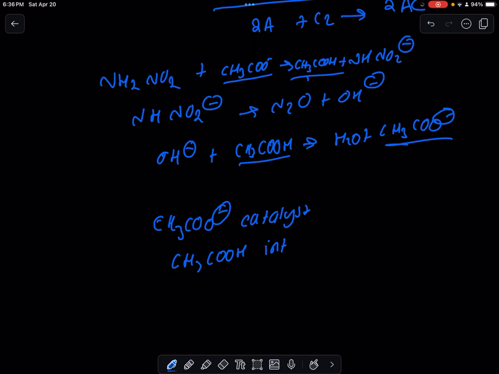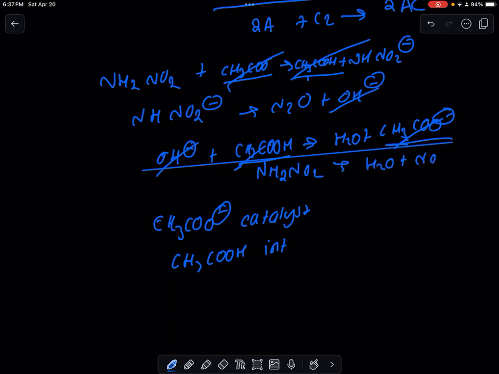The overall reaction here, when we cancel the intermediates, and the catalyst as well. So anything that appears on both sides you can cancel, provided the number of moles are equal. So this is how this reaction happens.